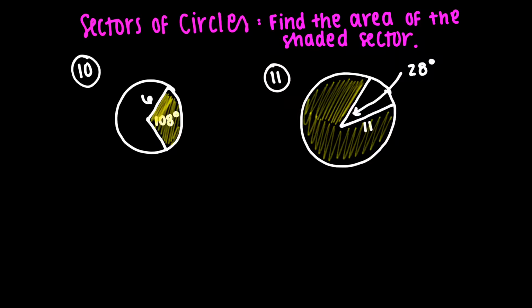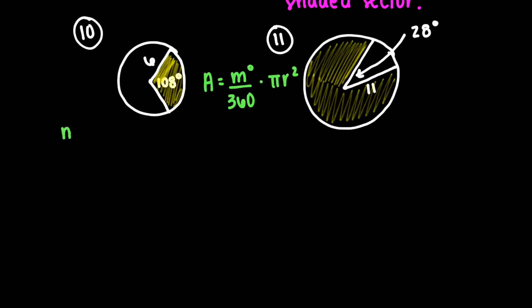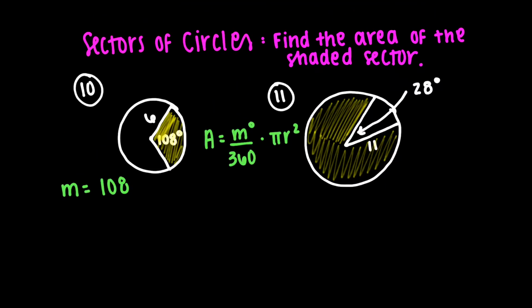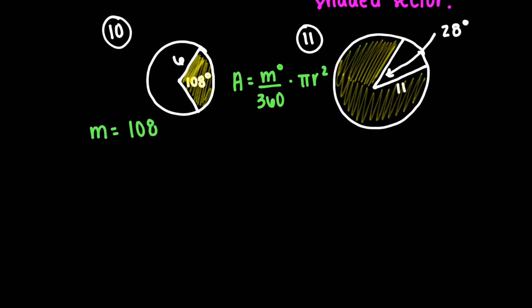Sectors of circles are the bigger formula. It's just a plug and chug type thing. You need to find your variables and just plug into your calculator. So remember, my formula says that the area is equal to the measure of the angle divided by 360 times pi r squared. So number 10, I know my measure of the angle is 108. Remember, I did ask you to find the area of the shaded sector. I know my radius is 6, and that is everything I need to find the area. So let's plug it in.